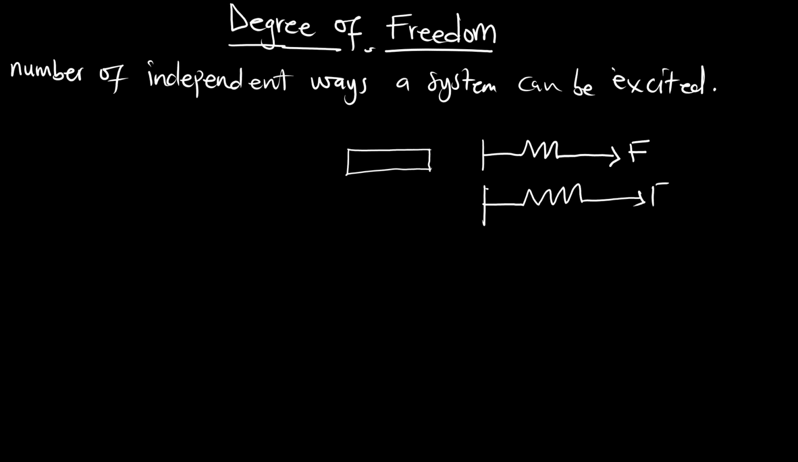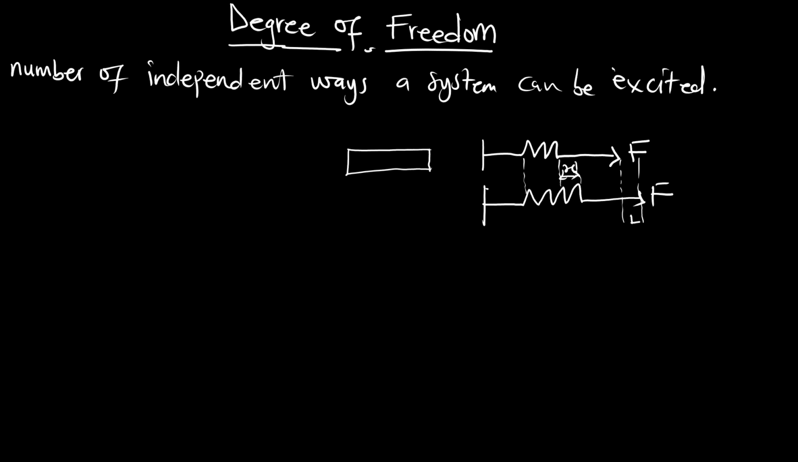So what do we see? We can see that there has been a change in what? The length over here, and there has also been a change over here. So we can see that there's a little deviation inside the system. So the number of ways a system can be excited is what we refer to as what? Degree of freedom. In other ways, we can also define degree of freedom as the number of masses.